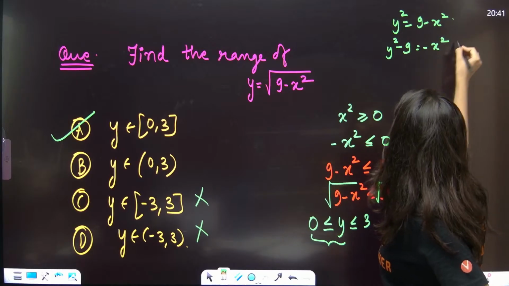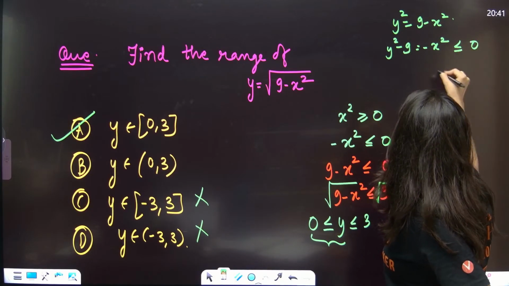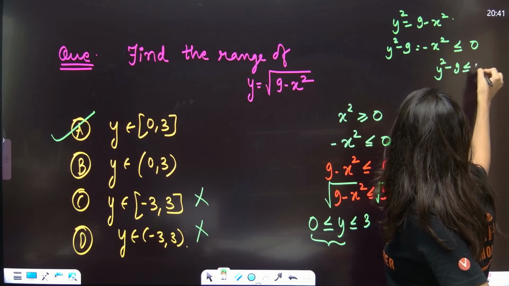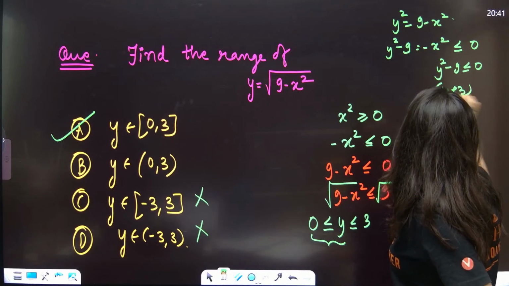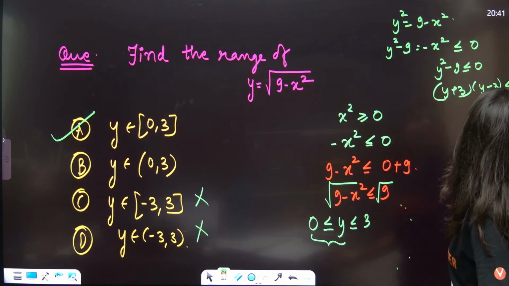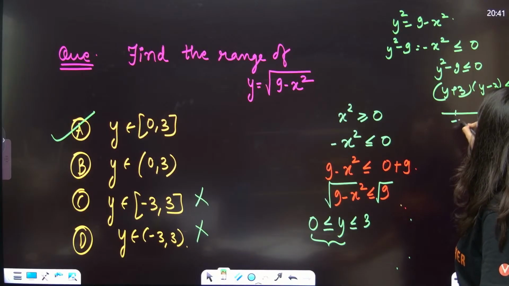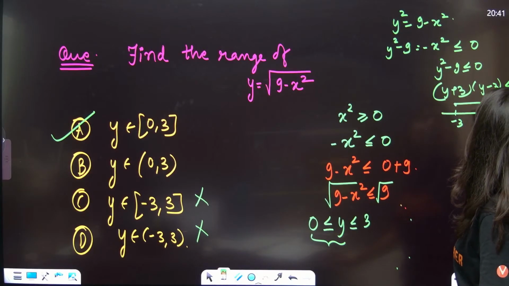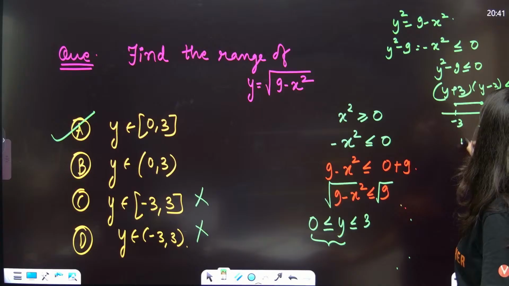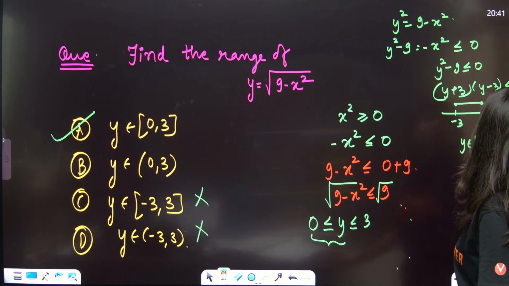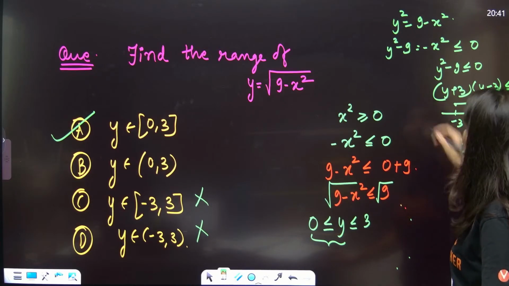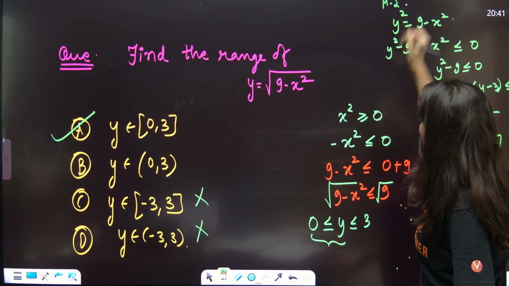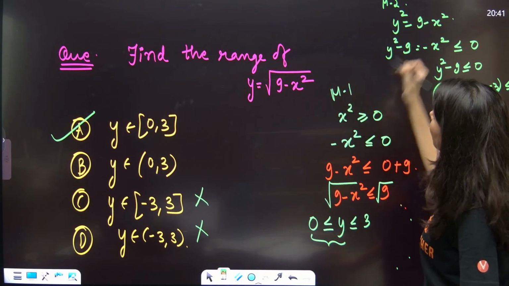Minus x square is always negative, so y square minus 9 is negative. So (y plus 3)(y minus 3) is less than or equal to 0. Now minus 3 to plus 3. Clearly negative values will be discarded. y belongs to 0 to 3. Same answer. Method number 2 is also there. This is your method number 1, and this is method number 2.